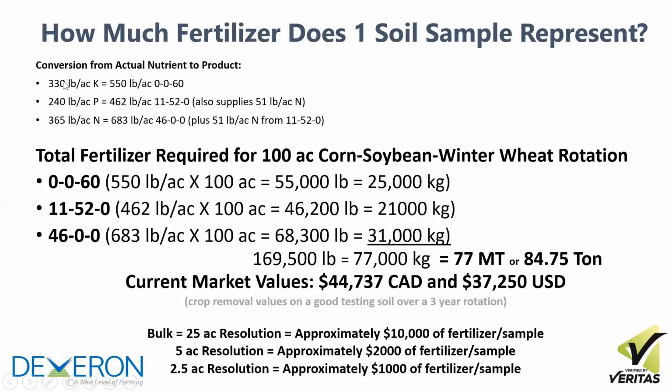So when we break that out from actual nutrient to product, we come up with 550 pounds of potash, 462 pounds of MAP, and 683 pounds of urea, which I used in this case just to give a general requirement. When we extrapolate that out over a 100-acre field, we come up with some pretty big numbers. We're looking at just under $45,000 Canadian and just under $40,000 US for a fertilizer investment over 3 years. That's a big number. That's a large part of our input expense.